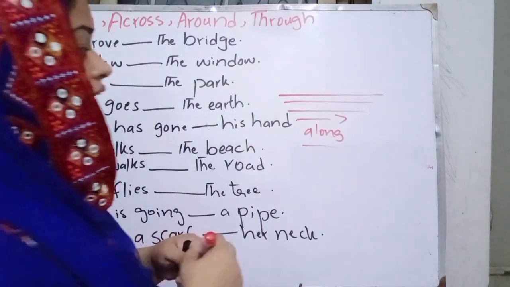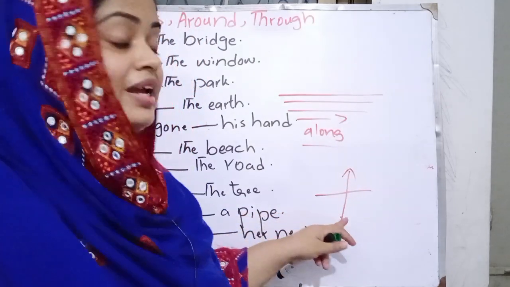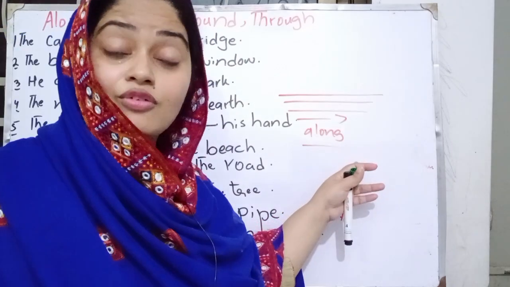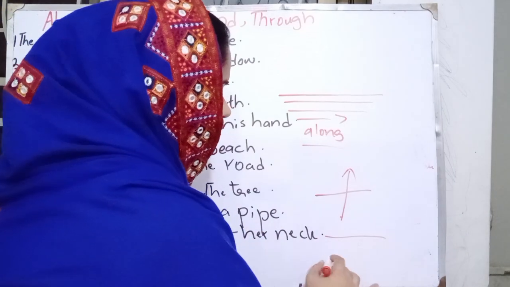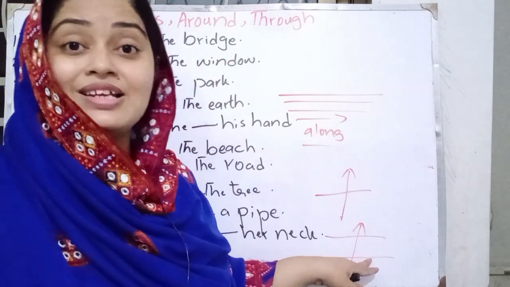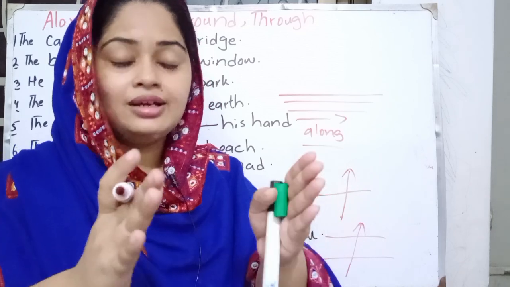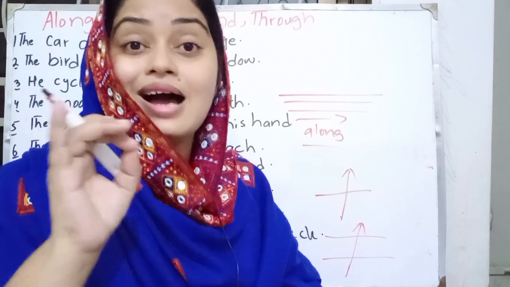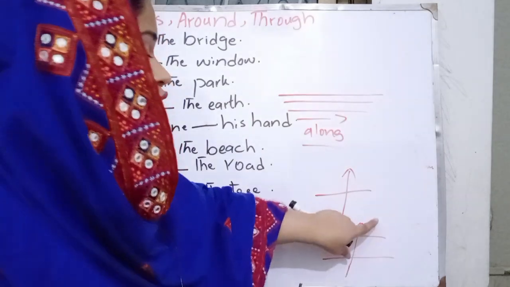Next is across. If you are moving from one end to the other, from one side of something to the other side of something, it is called across. For example, if you are going from one side of a river to the other, this movement is called across. I am running across, or I am swimming across the river, because I am going from one side of the river to the other.